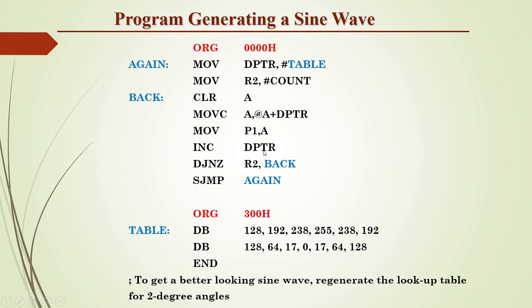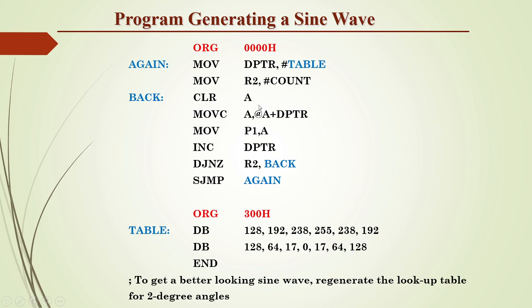Now increment DPTR. After execution of this instruction, the content of DPTR will be 301, the next address. Here the instruction is DJNZ, decrement and jump if not 0. What we have to decrement? R2. The content of R2 is 13. Decrement R2, and if it is not 0, then jump back. So it will jump to here.